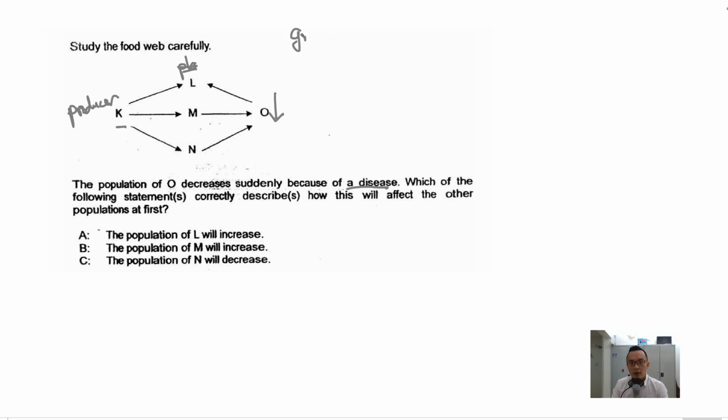So again, let's just write the grass, deer, and the lion. If the lion's population decreases, the deer's population will increase. Okay, so let's look at it. The population of L will increase. If O decreases, L will also decrease. L eats O, lion eats deer. If deer decrease, lion will also decrease because there's less deer to eat.